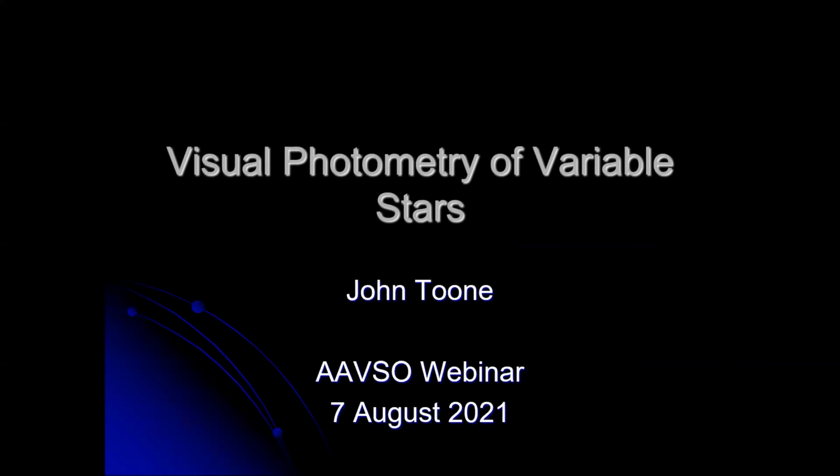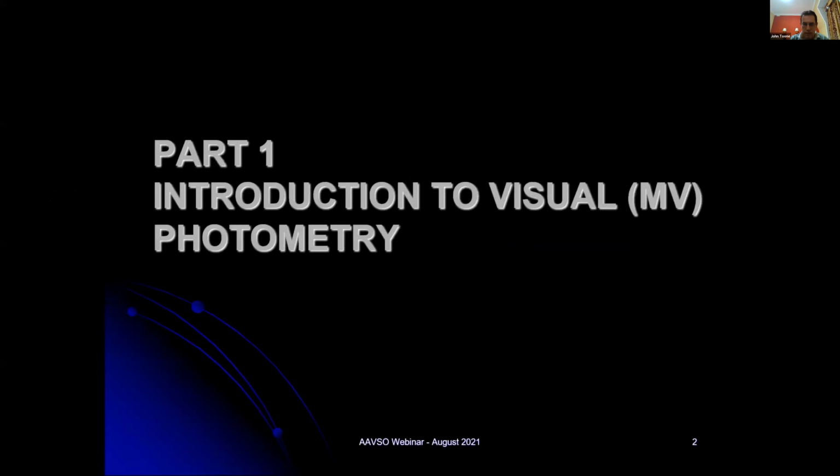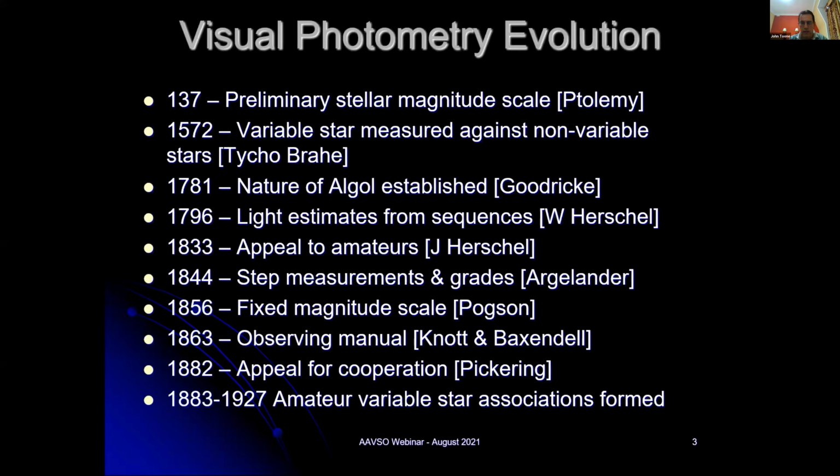Yep, it looks great. Okay, so we'll start with an introduction to visual photometry. And here is an outline timescale for the evolution of visual photometry, which really began almost 2,000 years ago with the work of Ptolemy. Not only did he do constellation work, but he also produced a catalogue of stars, and he assigned magnitudes to them on a scale of 1 to 6, from brightest to faintest.